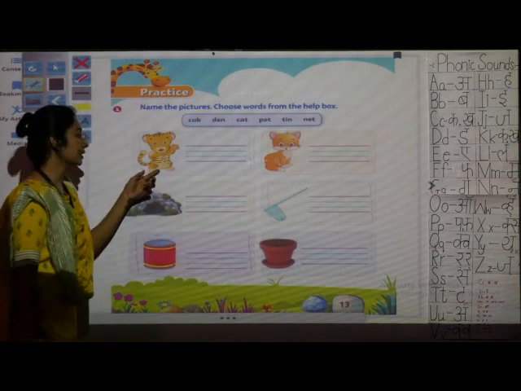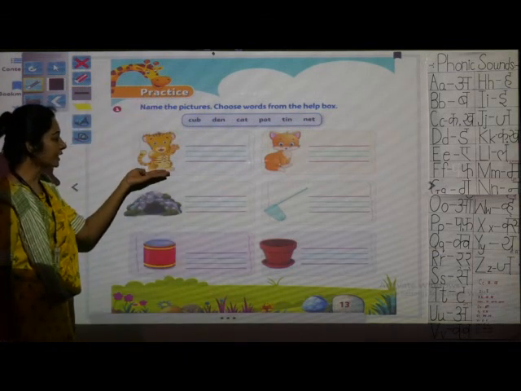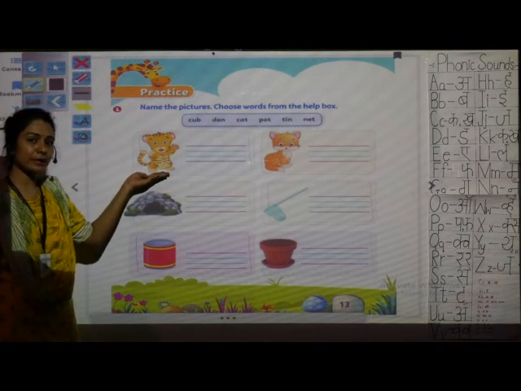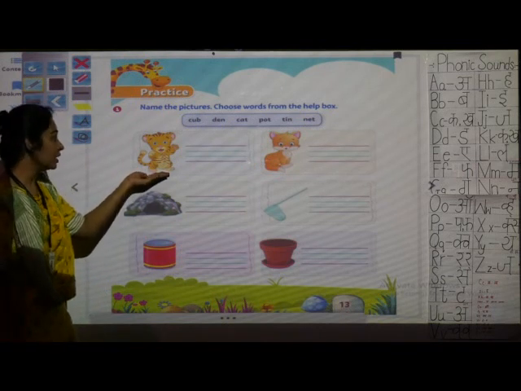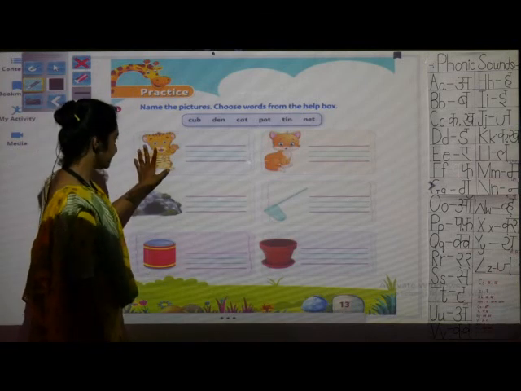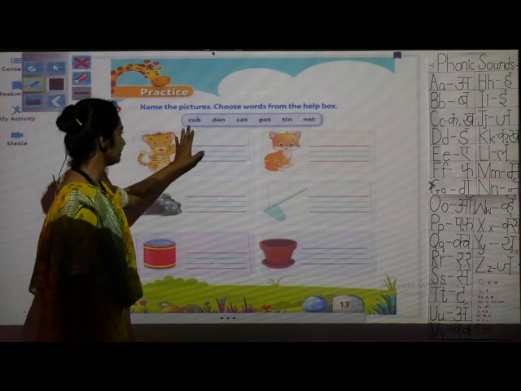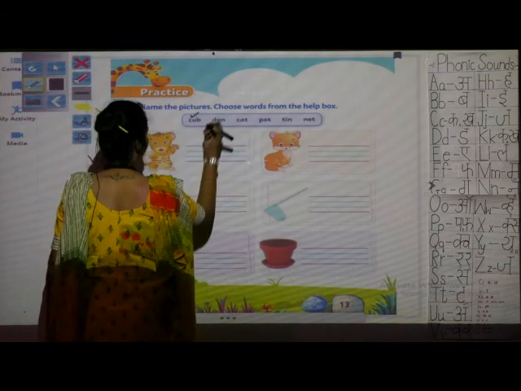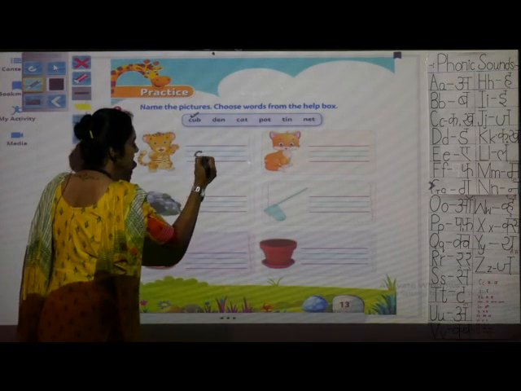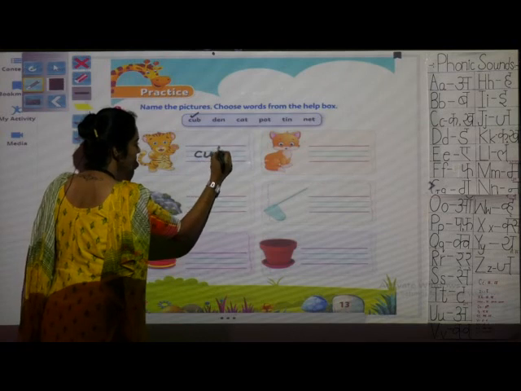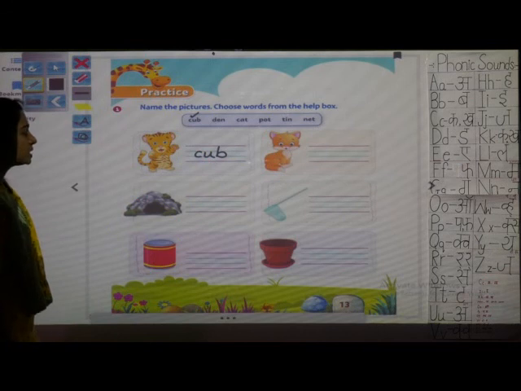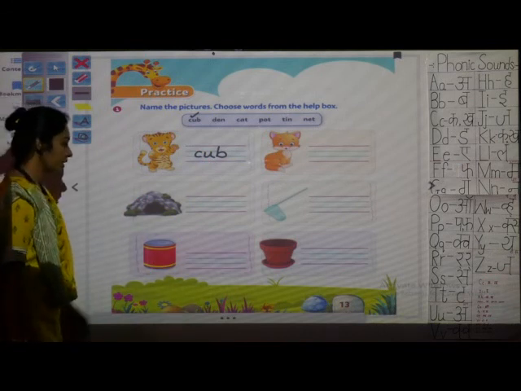Okay, now children, come to this picture. Tell me, what is the name of this animal? Yes, what is the name of this young one? Cub. So what is the spelling of cub? Come on, search here. Yes, here it is. So give 1 mark and write here. C-U-B cub. Say and write. C-U-B cub. Next picture.